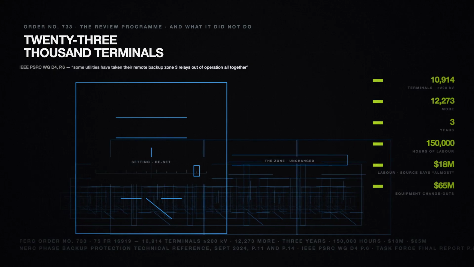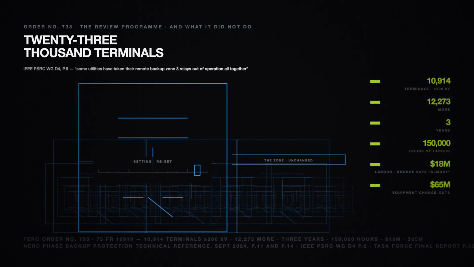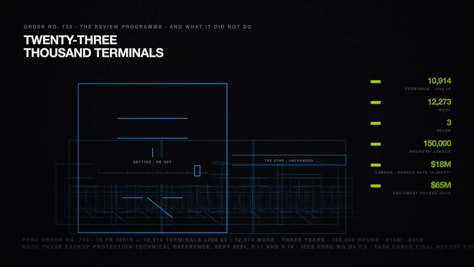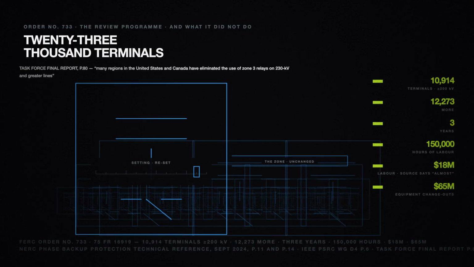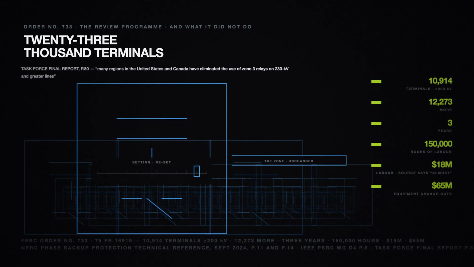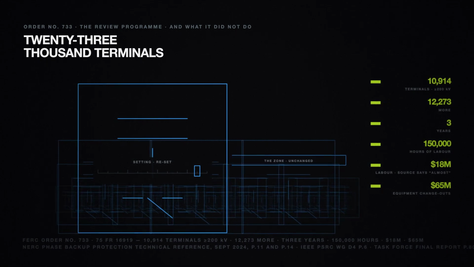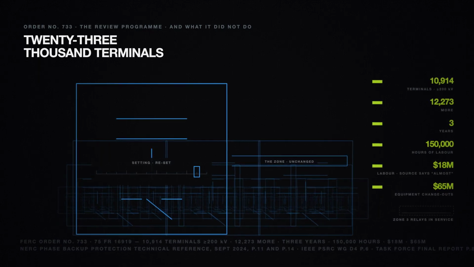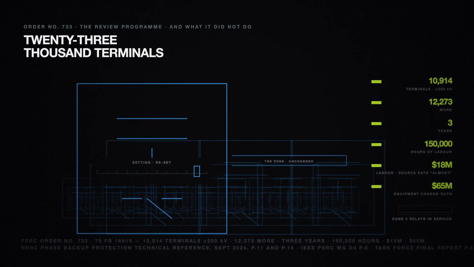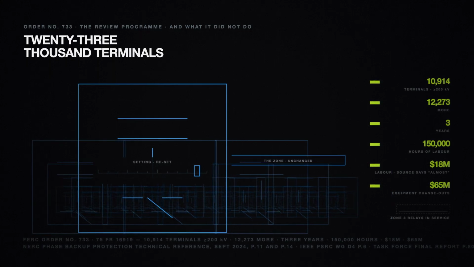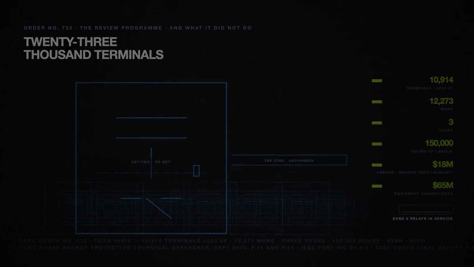The Relaying Working Group: some utilities have taken their remote backup Zone 3 relays out of operation altogether. The 2004 report: many regions in the United States and Canada have eliminated the use of Zone 3 relays on 230 kilovolt and greater lines. Which of those describes most of the fleet is a question this film cannot answer. No census of Zone 3 relays in service was found in any source reached. Not a count, not a range, not an estimate. The reviews counted the terminals. Nobody counted the zones.